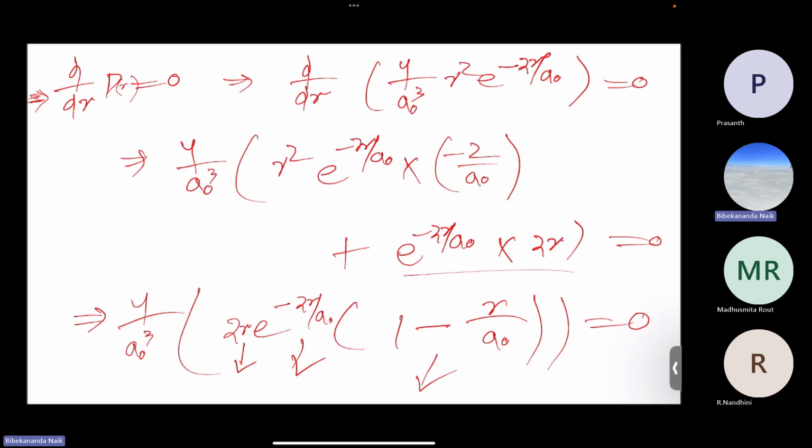Then the remaining option is r equal to a0. So the correct option will be r equal to a0. That is, at the Bohr radius value, the particle has the maximum probability. So it is the most probable distance.